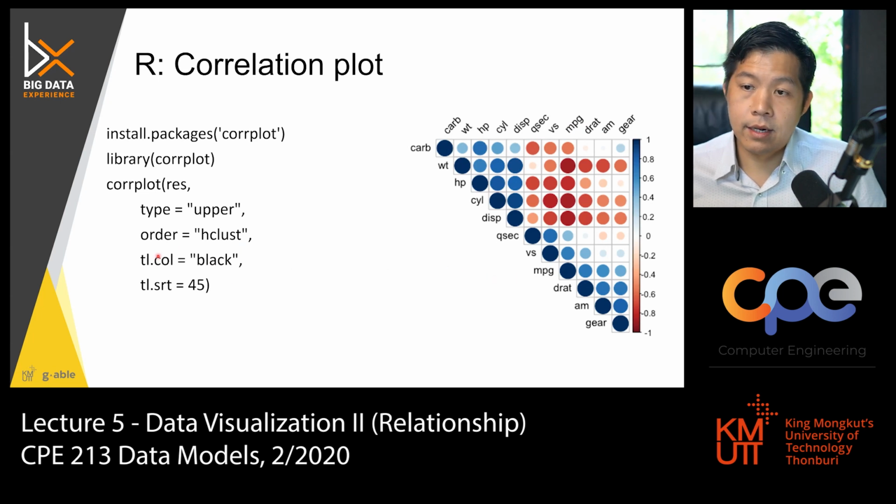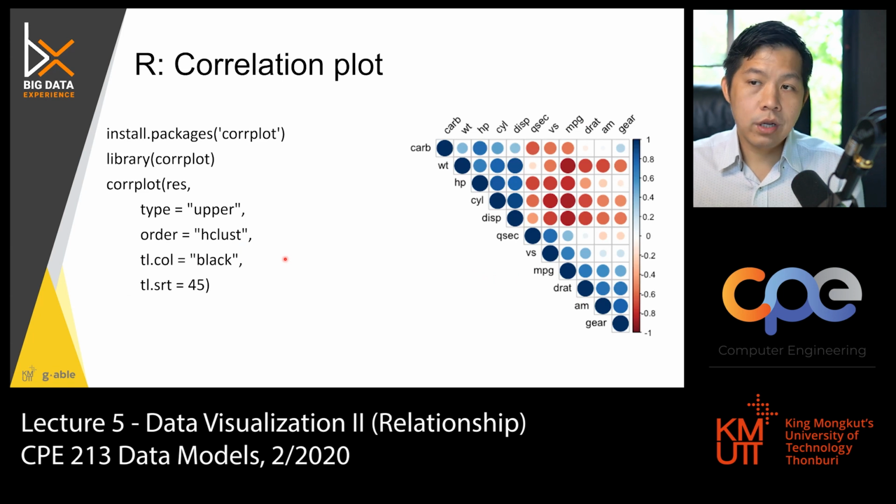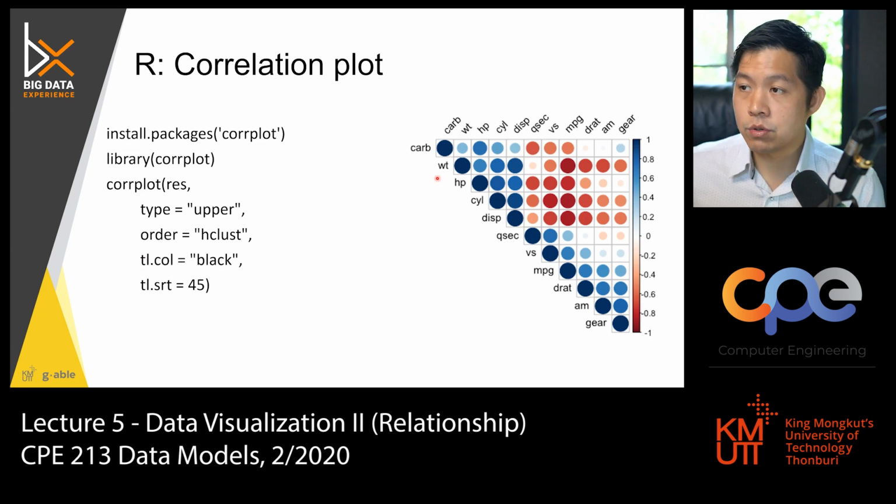And the last two here, I don't remember. You can look at the manual yourself here. So corrplot allows you to plot the correlation, the visualization of the correlation between the variables.